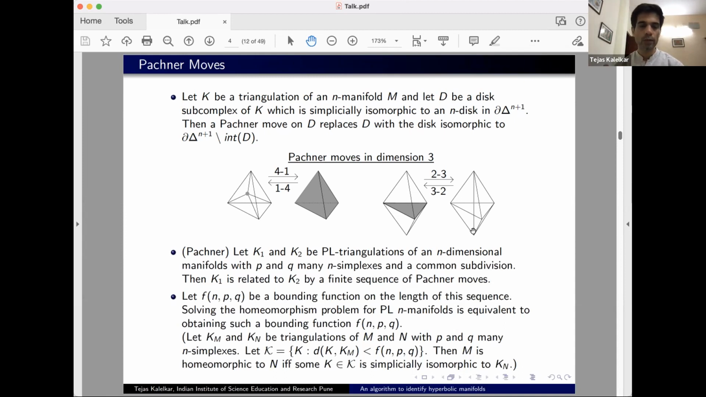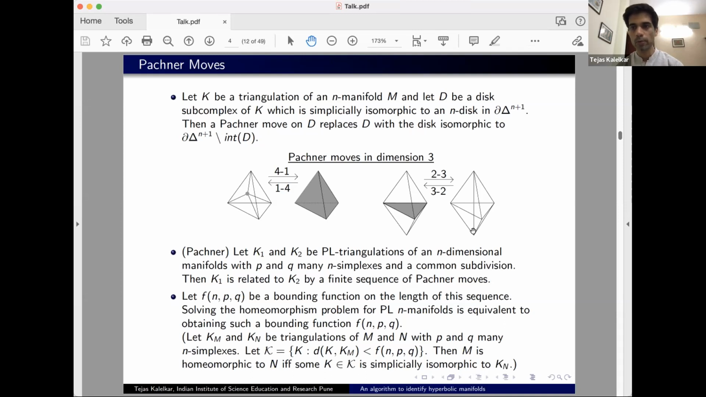Then to show that, let's say you start out with triangulations Km and Kn of manifolds M and N, and with P and Q many n-simplexes, and F(n, P, Q) is a bounding function for the number of Pachner moves needed to go from a triangulation of M with P n-simplexes to a triangulation of M with Q n-simplexes. Okay, so this is the bounding function, and this is given to us.